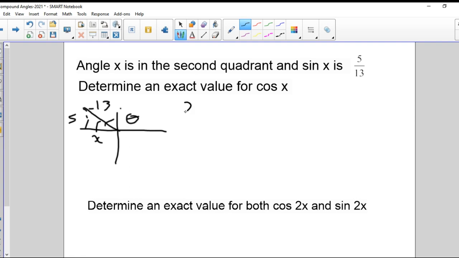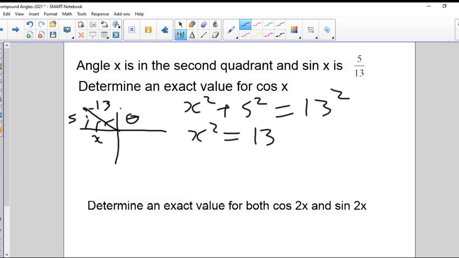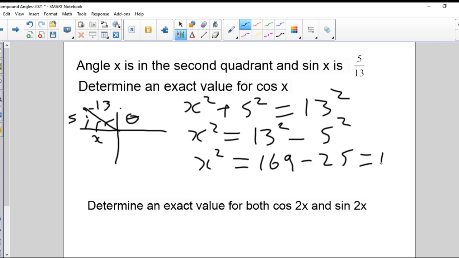So I'm going to say that x squared plus 5 squared is equal to 13 squared. That's what the Pythagorean theorem says. The two shortest sides, when you square them and add them together, you get the longest side, the hypotenuse. So that means that x squared is therefore equal to 13 squared minus 5 squared. Just doing the algebra on that. So x squared is equal to 169 minus 25, which is 144. That means that x is 12.